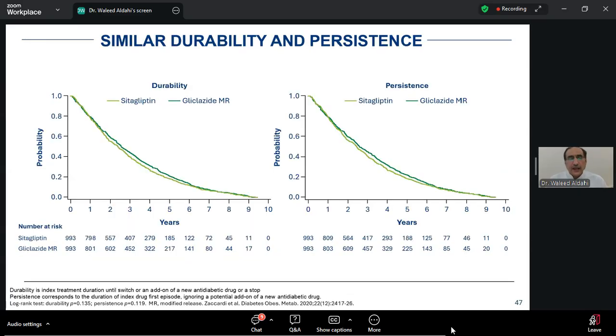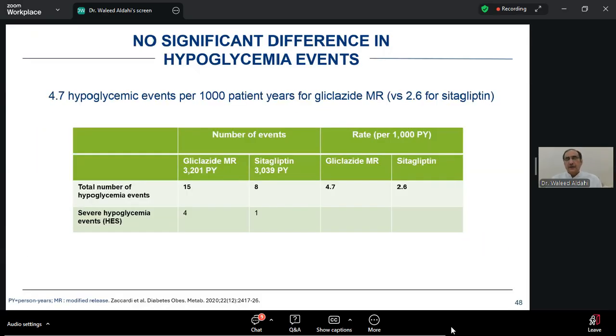Just to show you, looking at durability and persistence, you can see that both gliclazide and sitagliptin were doing the same in terms of durability and persistence of their effect. And this was also surprising, because we think that these medications work in different ways on the body, but they still kept giving the same effect. When you look at hypoglycemia, we always think that hypoglycemia will be higher with gliclazide than sitagliptin, but it was not significant, although numerically it is a little bit higher.